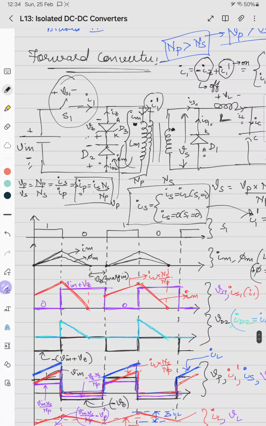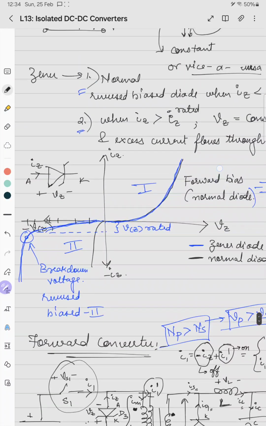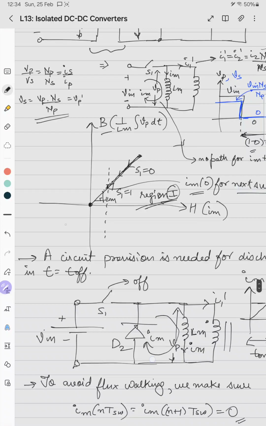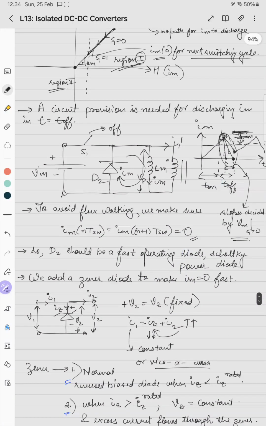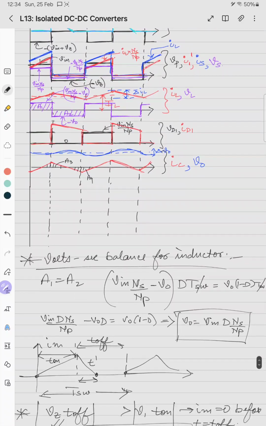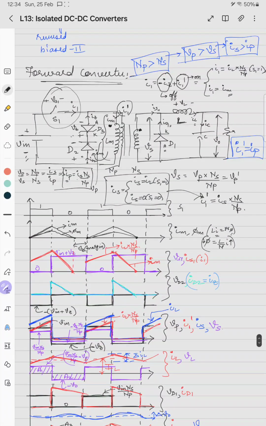Now there can be a provision where we can give this energy back to the source. For that, a tertiary winding is added. In that case IM becomes negative, and thus the forward converter may operate in quadrant number 3, in region 2 of operation, by using a regenerative forward converter. By using a diode and a tertiary winding, we can make sure that the energy which the transformer gives back for resetting or demagnetizing its core can be sent back to the source without wasting.